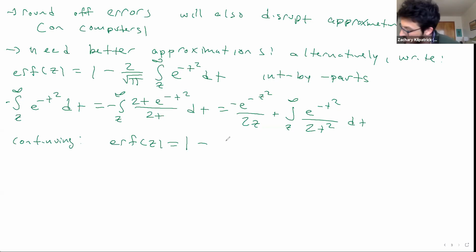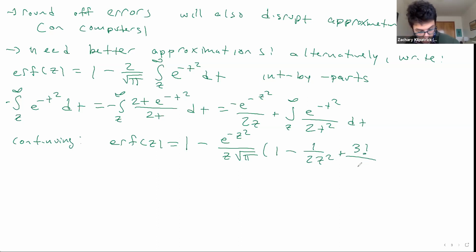the idea then is that you're always going to have this term e to the minus z squared out in front, okay? You're going to have a z out in front, and then you have a square root of pi. And then the expansion is going to go inside of the parentheses like 1 minus 2z squared plus 3 factorial 2z squared squared minus 5 factorial 2z squared cubed plus and so on, right?